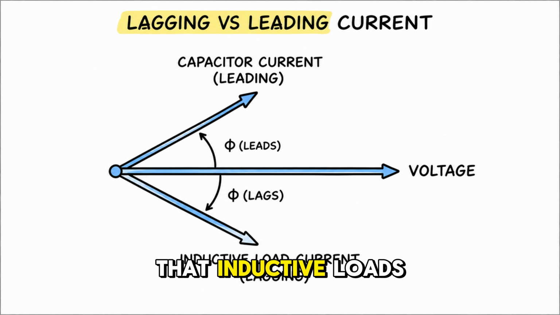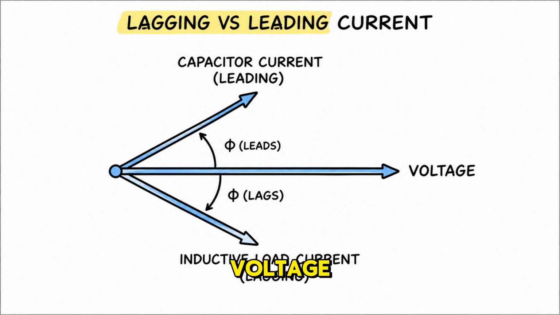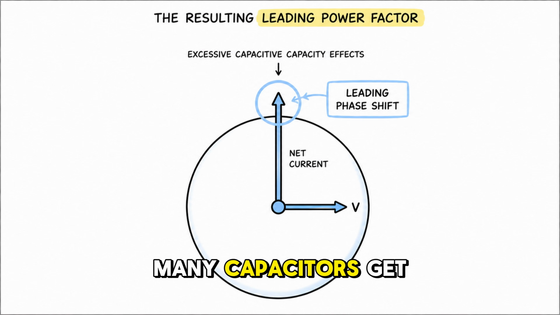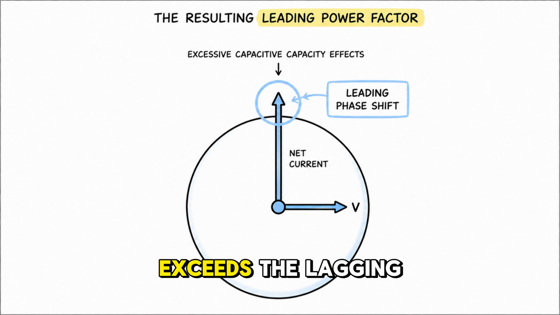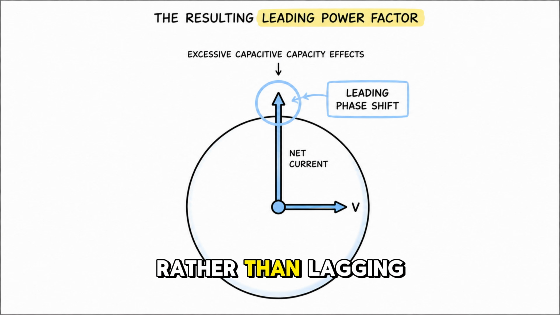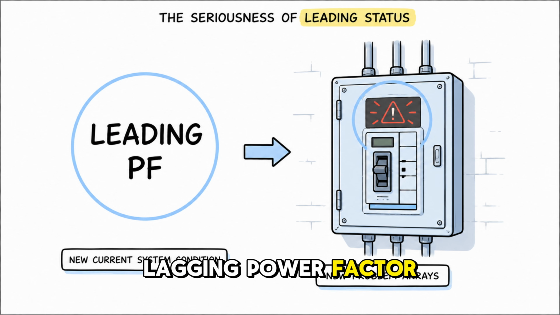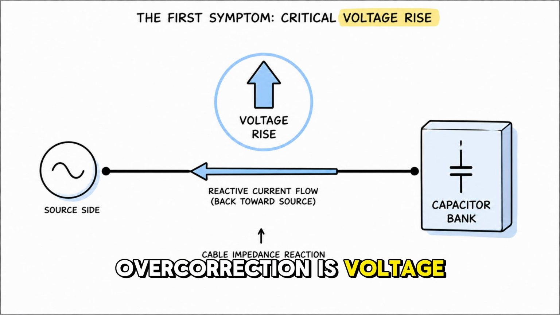Earlier, we established that inductive loads cause current to lag behind voltage, while capacitors cause current to lead voltage. The goal of power factor correction is to add enough leading current to cancel the lagging current and bring the power factor as close to unity as possible. But if too many capacitors get installed, the leading current exceeds the lagging current. The net current in the supply cable ends up leading the voltage instead, and the power factor becomes leading rather than lagging. A leading power factor causes a different set of problems, and they are just as serious as the original low-lagging power factor. The first problem with overcorrection is voltage rise.